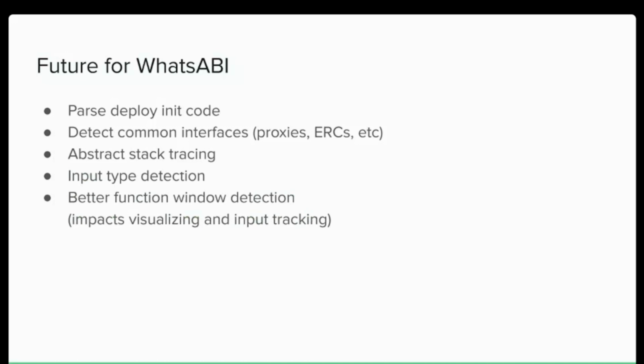Better function window detection. Especially for dynamic jumps, with abstract stack traces, we'll be able to get more of the dynamic jumps into the window detection, which will be really useful, and it'll make a more complete graph.